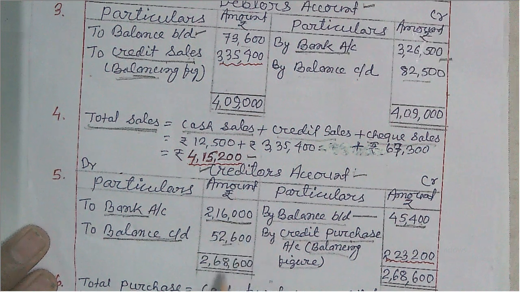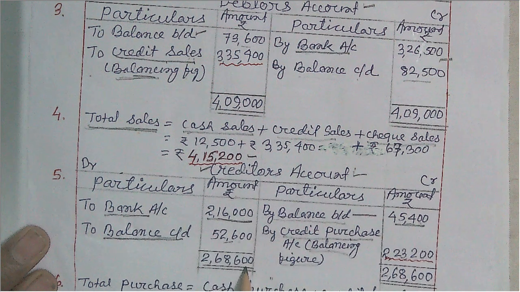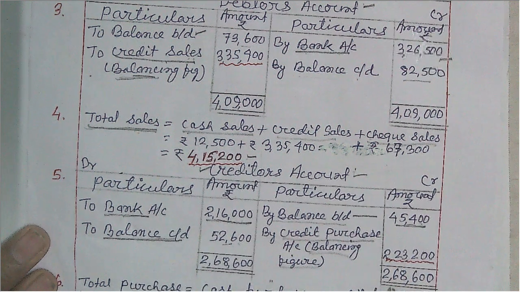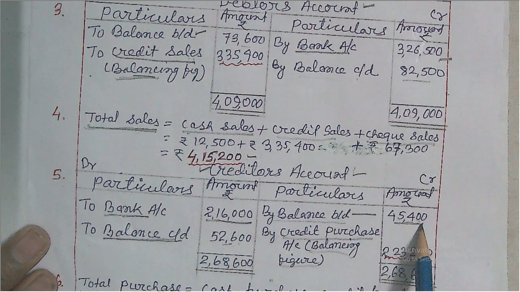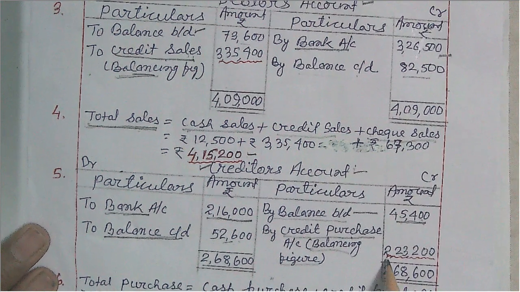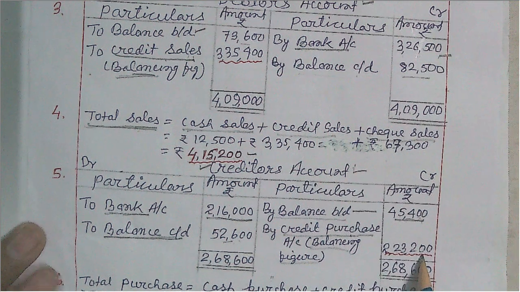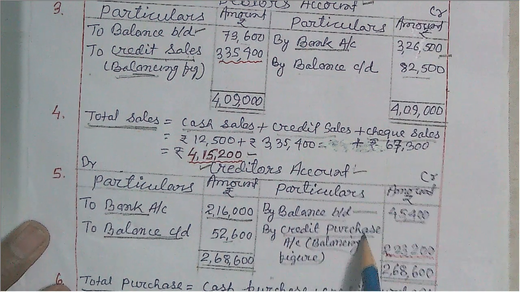So when you total it, it is 2,68,600, the debit side is greater. 2,68,600 minus 45,400, then the difference you will get is 2,23,200, and this represents credit purchase.